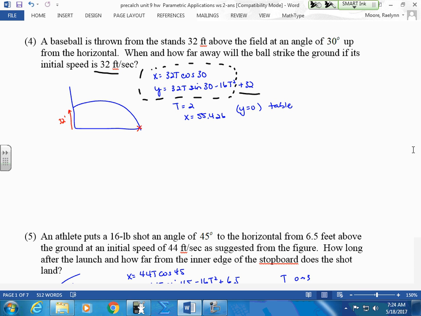So this is your horizontal distance. And that's what we're looking for. Remember, when you look for it to turn in your table, be careful you don't look at the X. The X will keep increasing. The Y is the one that's going to turn. Everybody okay with this one?